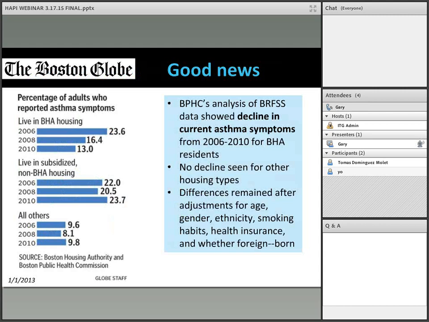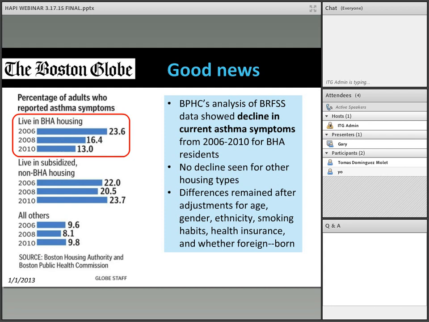I think this is the last slide. I just want to end on a happy note. Over the last more than 10 years, Jack and I have been working with the Boston Housing Authority on various projects aimed at improving conditions and improving health. And we've been part of a larger community in Boston working on this. In a recent analysis, the Boston Health Commission showed that the percent of adults reporting asthma symptoms has dropped in BHA housing, and it hasn't dropped in any other category of housing in Boston. We can't show specifically that that's related to all these housing improvements, but it's certainly consistent with it. So we are encouraged by that work.